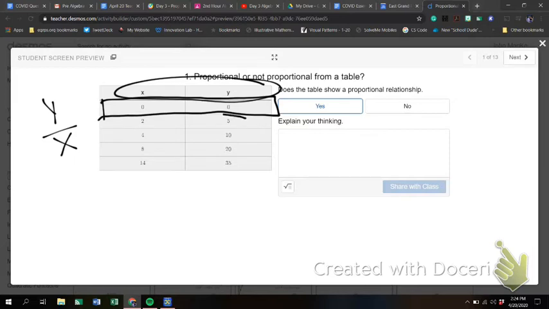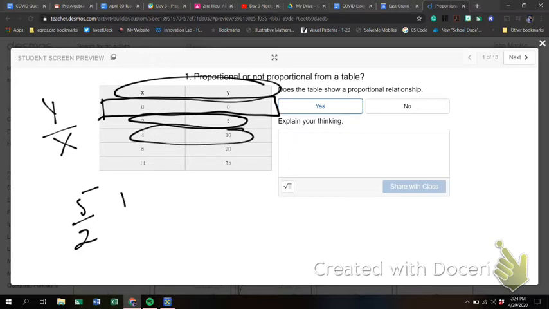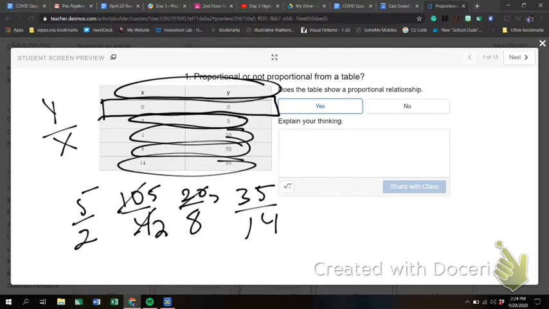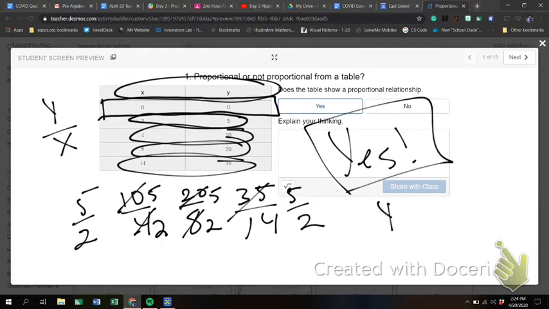But everything else, let's look right here. We got 5 halves. We got 10 fourths. We got 20 eighths. We got 35 fourteenths. So if I simplify here, I get 5 halves, divide these by 4. I get 5 halves, divide these by 7. I get 5 halves, which tells us, yes, this first representation is proportional. Y to x is the same.